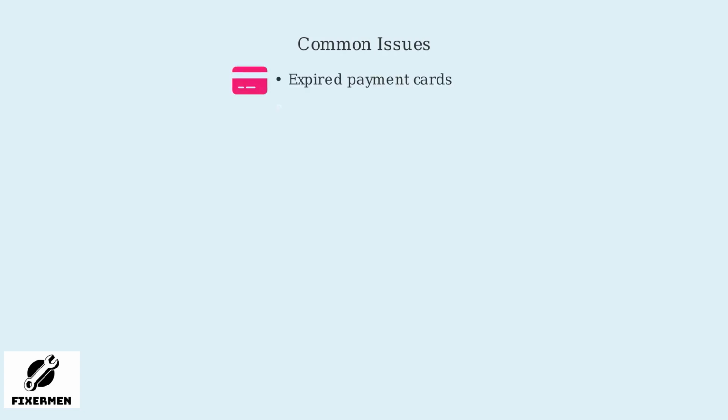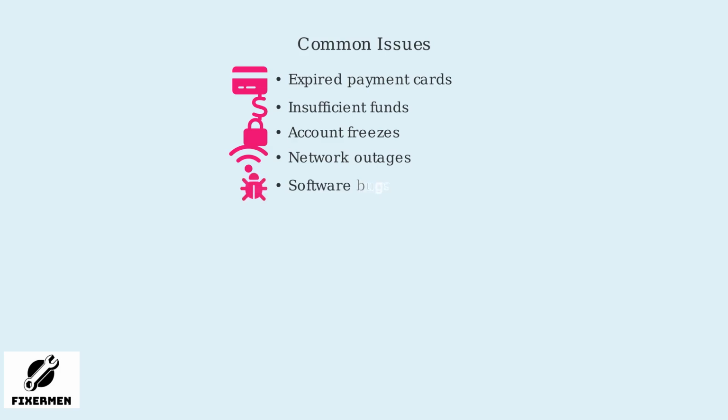First, let's cover the most common causes of AutoPay failures. These include expired payment cards, insufficient funds in your account, temporary account freezes, network outages affecting billing systems, and occasional software bugs in the T-Mobile app or billing infrastructure.